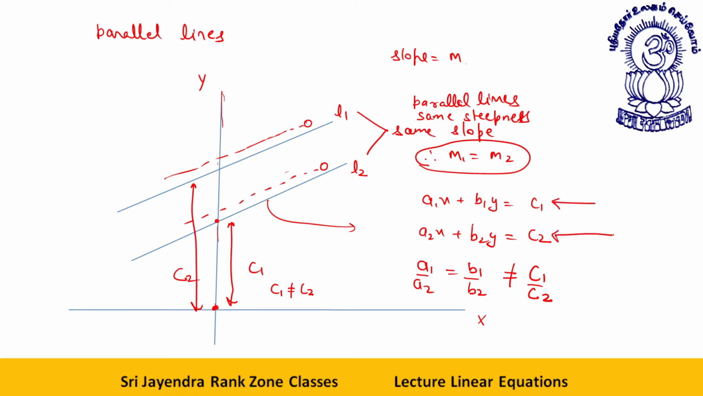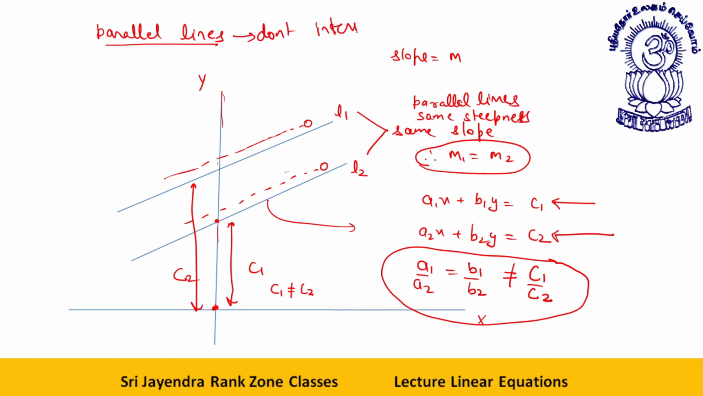So if two lines are parallel lines, they don't intersect. These parallel lines don't intersect. Now what will happen, dear students? You have got this thing. Parallel lines don't intersect. Done. Next thing.